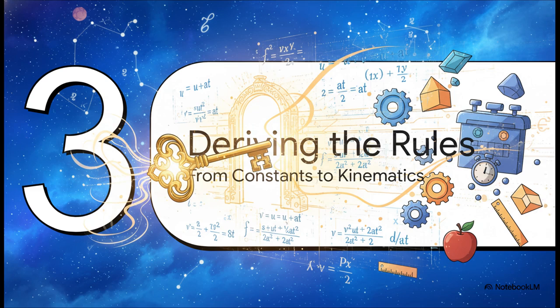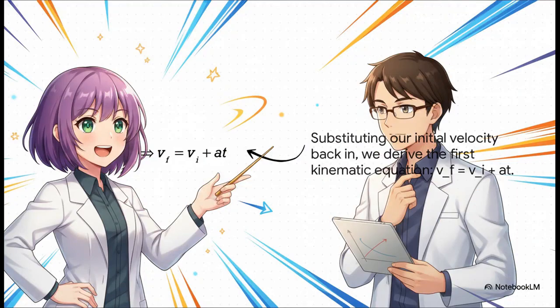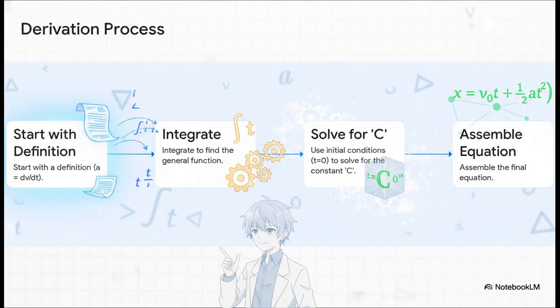And now that we have this key, we can start building. We're ready to actually derive those famous equations of motion. So let's do it. We take our integrated equation, we swap out that mysterious c for what we now know it is, the initial velocity, and voila! Take a look at that. Does it look familiar? It absolutely should. That is the first kinematic equation, and we didn't memorize it, we built it from the ground up, right from the definition of acceleration.